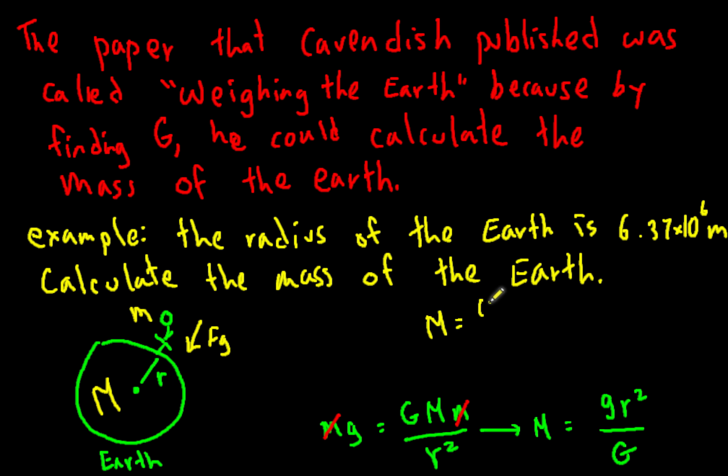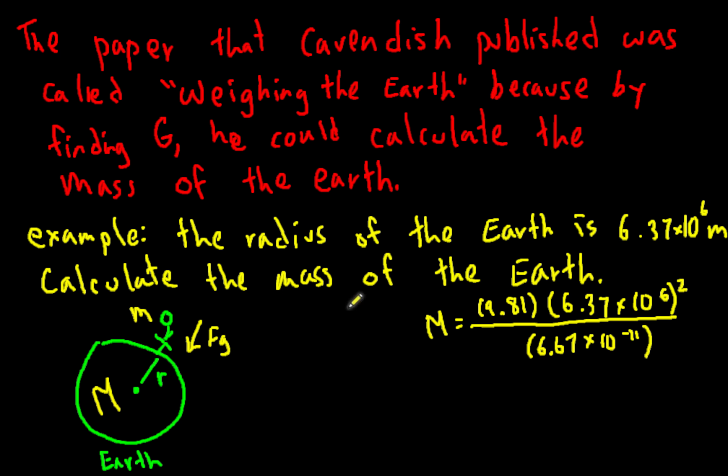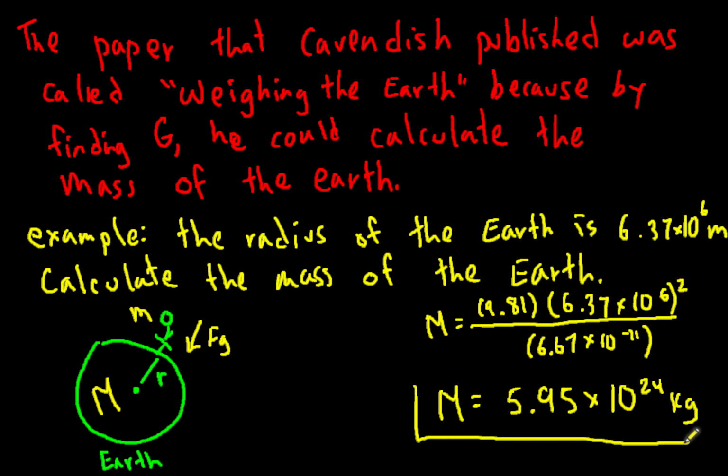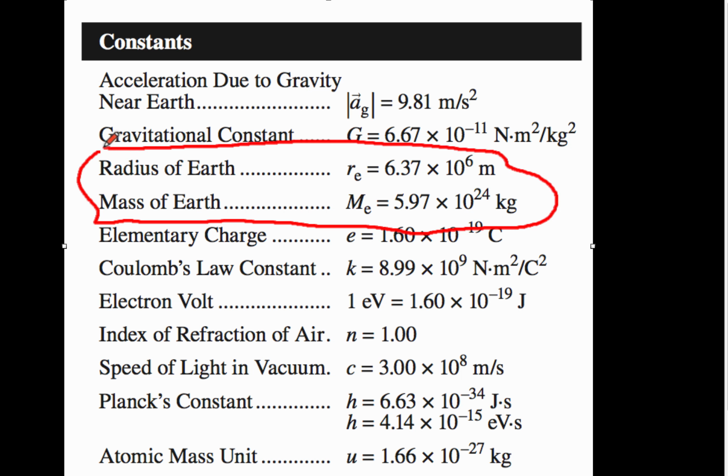This gives us M equals 9.81 times 6.37 times 10 to the 6 squared divided by 6.67 times 10 to the negative 11. Which gives us a mass of the Earth equal to 5.95 times 10 to the 24 kilograms. Both the values, radius of the Earth and mass of the Earth, are found on your Physics 20 formula sheet, so you're expected to be able to use them on tests.